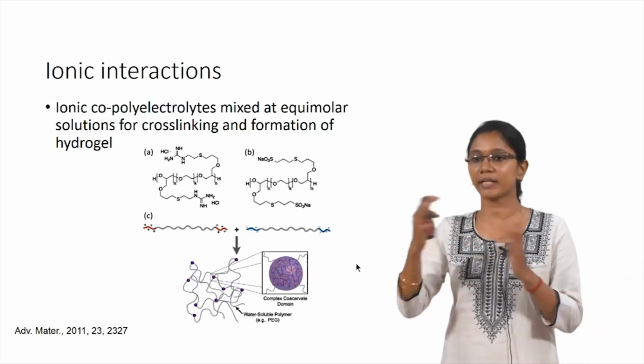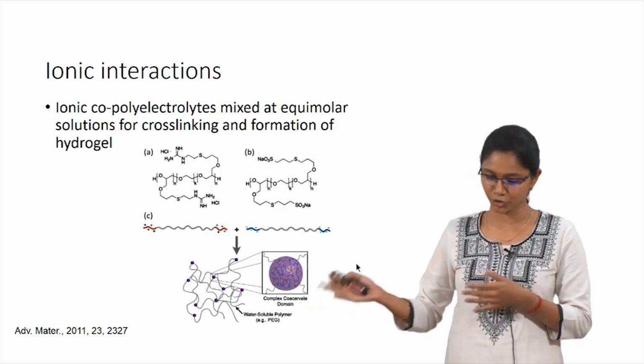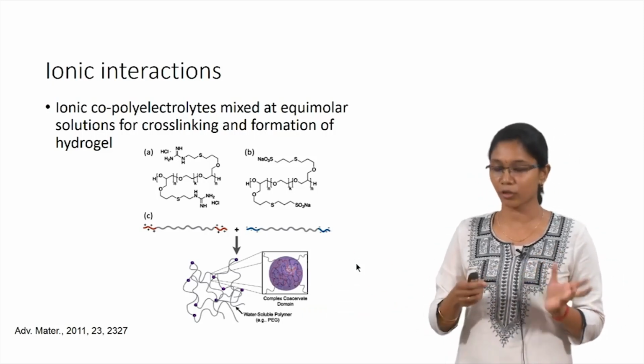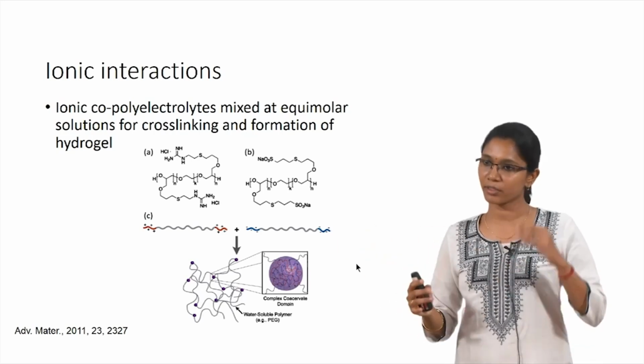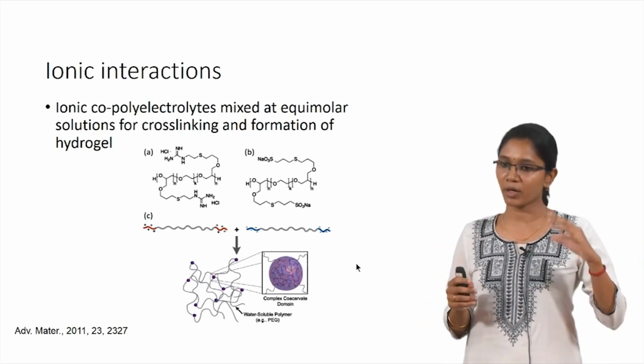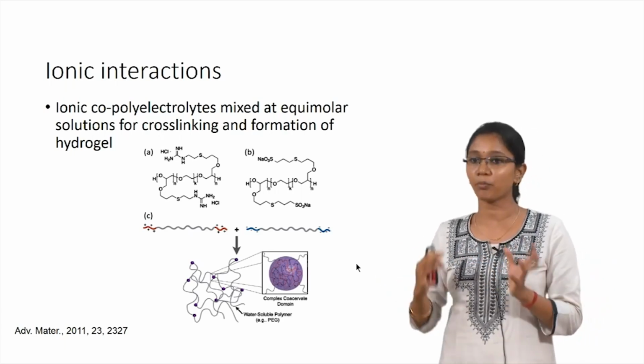Here since we have seen different interactions, that was how the hydrogen bonding interactions are. You also have ionic interactions based polymer gels for tissue engineering. So, here we have an ionic co-polyelectrolyte system where the polymers are modified to have a terminal ion. So, one is a polyanion and the other one is a polycation.